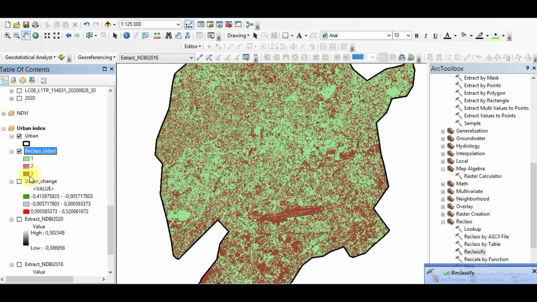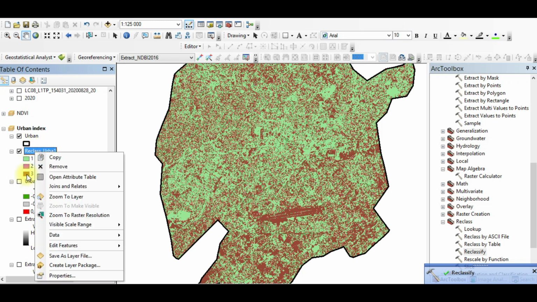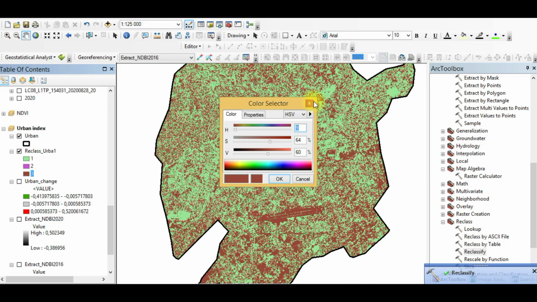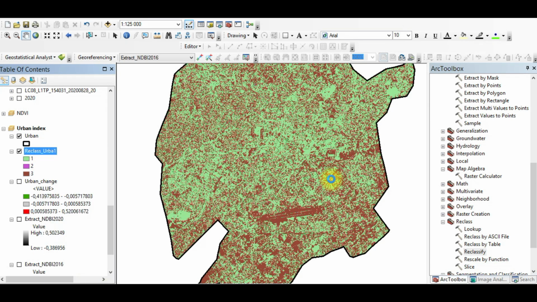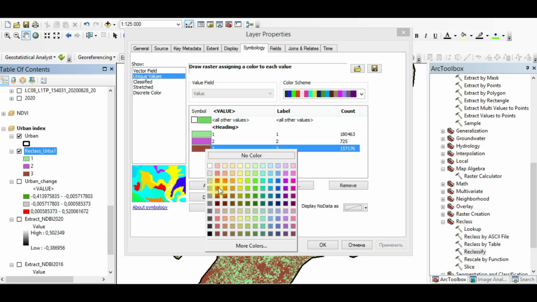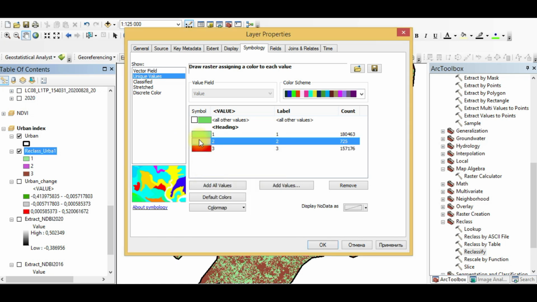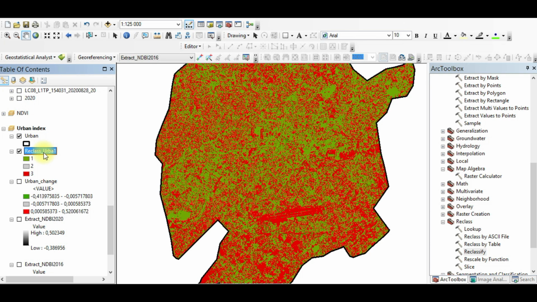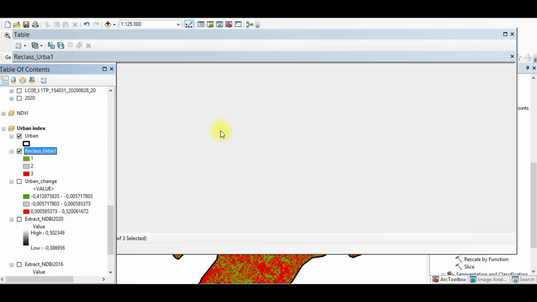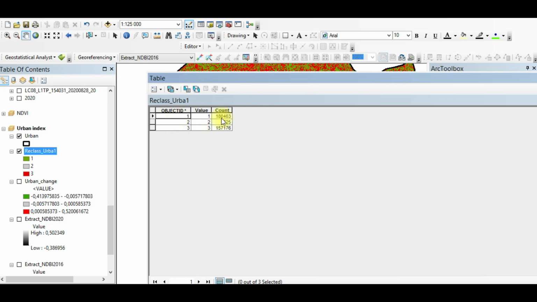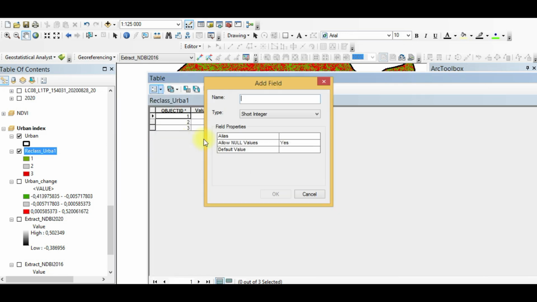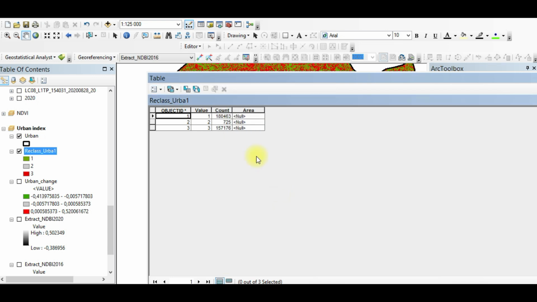We can close this one. Let's choose color. At first change colors to appropriate ones. This one is red, this one is okay, gray. And now we can calculate the area and compare whether there is any urbanization trend. So how will we do it? Add at first a field, area, long integer, and go to field calculator.